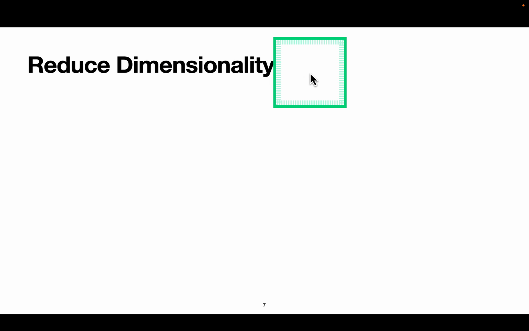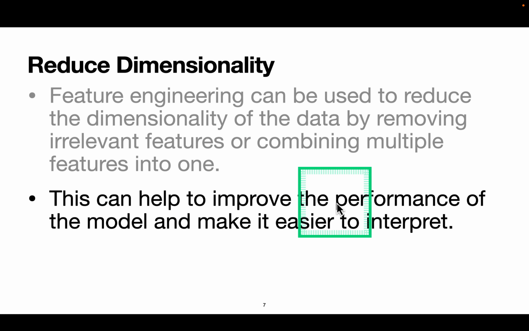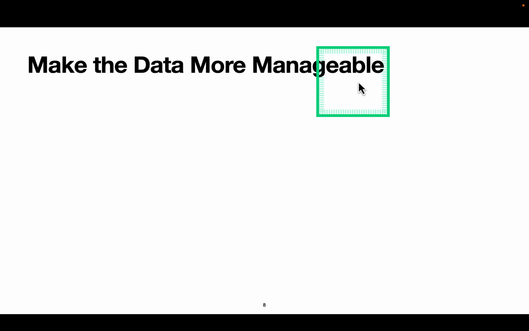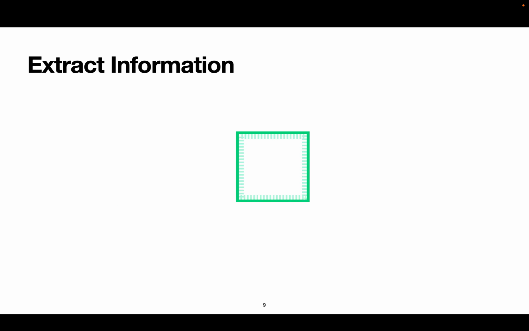Reduced dimensionality. Feature engineering can be used to reduce the dimensionality of the data by removing irrelevant features or combining multiple features into one. This can help to improve the performance of the model and make it easier to interpret, make the data more manageable. Feature engineering can also be used to make the data more manageable by grouping numerical variables into bins or aggregating data from multiple rows.